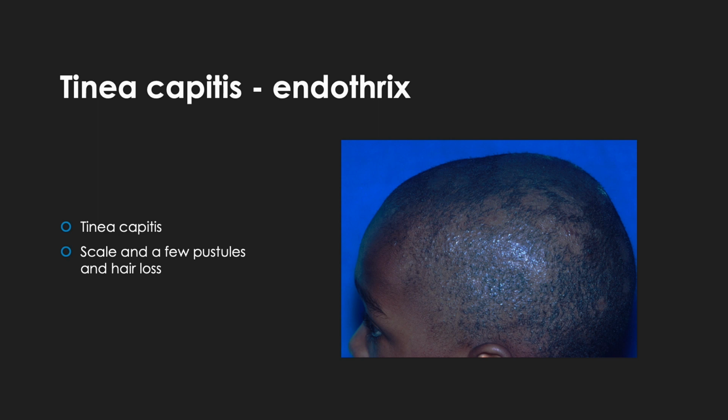And here's an example of endothrix infection. Slightly scaly, bald areas, and if you examine this carefully, you can see that there are little black dots where the hairs have snapped just as they pass through the opening of the scalp, the openings of the hair follicles. Sometimes you'll get one or two little pustules as well.